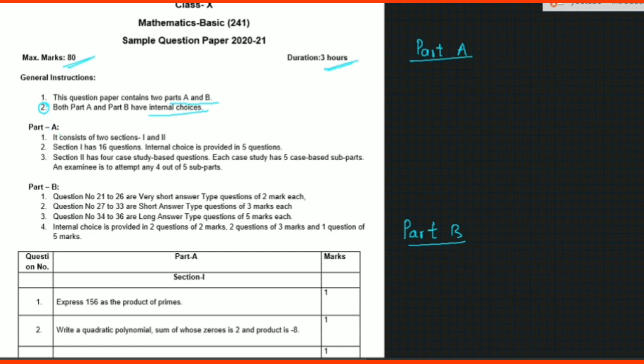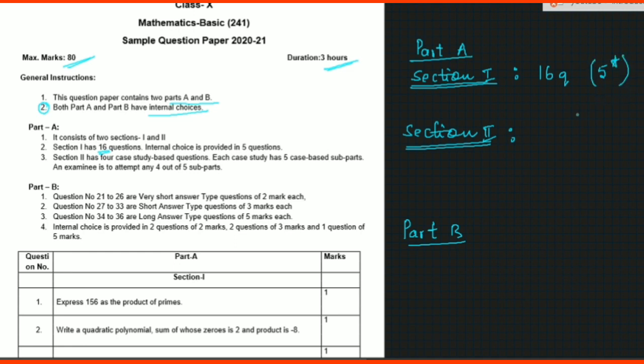Next, Part A. It contains 2 sections, 1 and 2. Section 1, section 2. Why am I writing here? When you read and write the pattern of the question paper, you come to know easily what is actually given. Section 1 has 16 questions. Internal choice is provided in 5 questions. So 16 questions are there, right? Internal choice for 5 questions. How good, na?